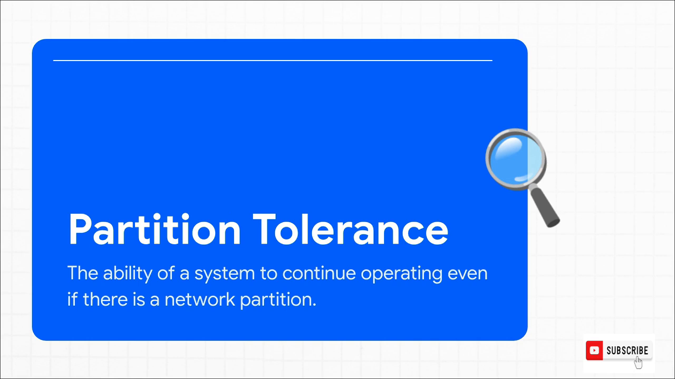And finally, there's P for partition tolerance. This is the system's ability to keep on chugging even when those network failures we just talked about happen. When parts of the system just can't talk to each other. And for any modern, large-scale system, this isn't really a choice. You have to be partition tolerant because networks will inevitably have problems.